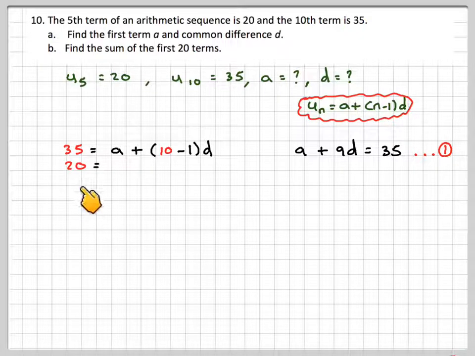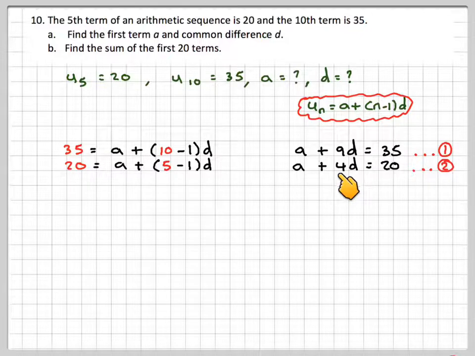In the second case, where n is equal to 5, we know the term is 20. It's A plus 5 minus 1 times D. And that's going to give me that A plus 4D is equal to 20. So we've got two equations here. In order to solve them, we have to use simultaneous equations.